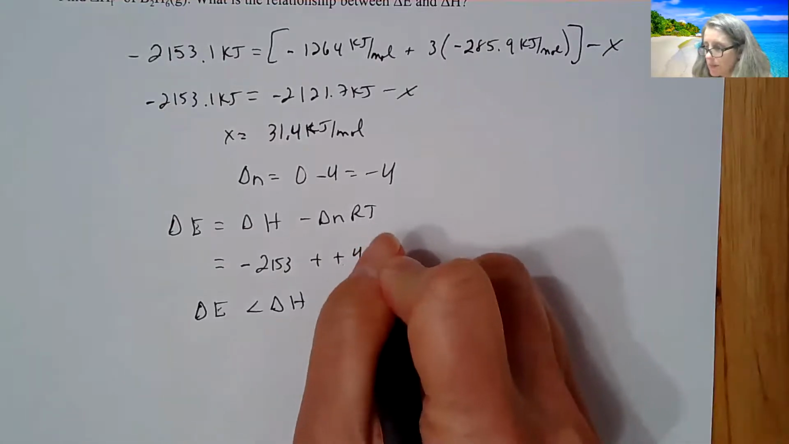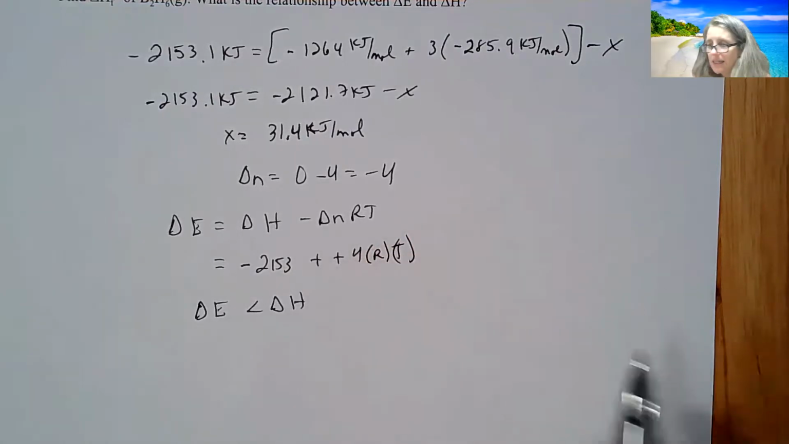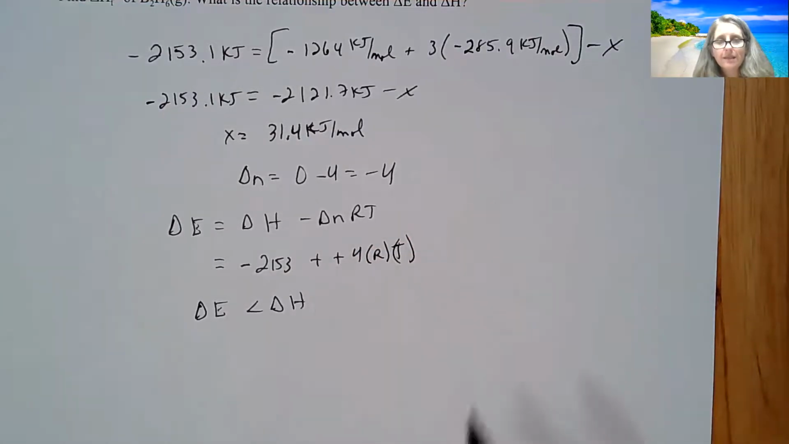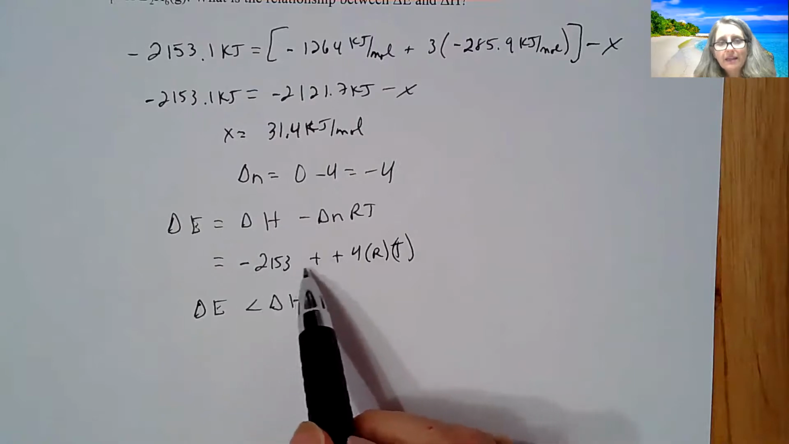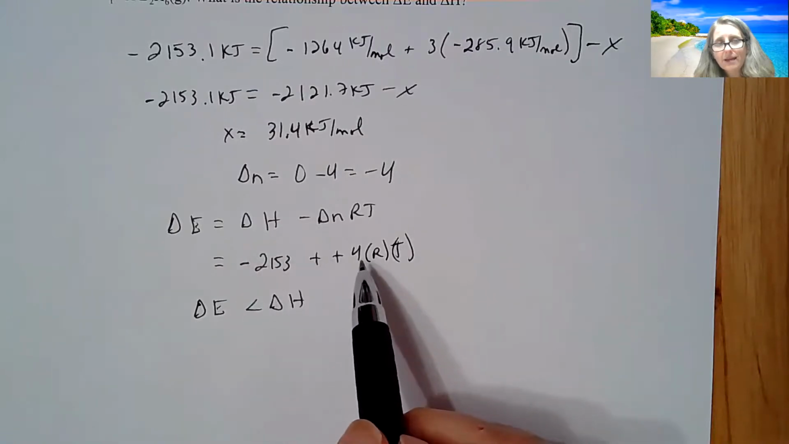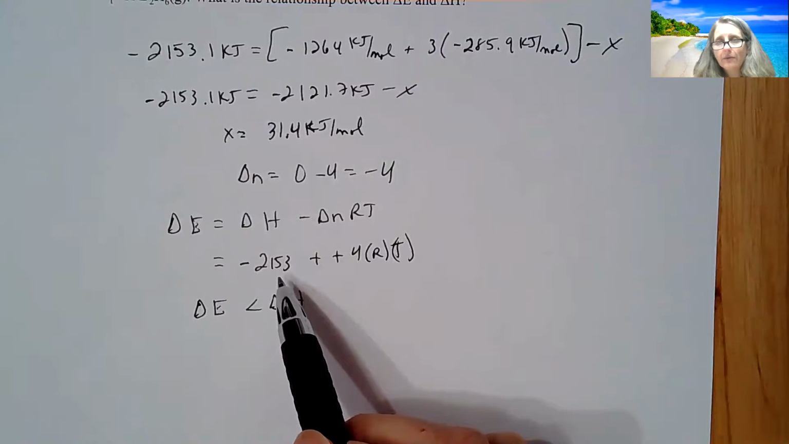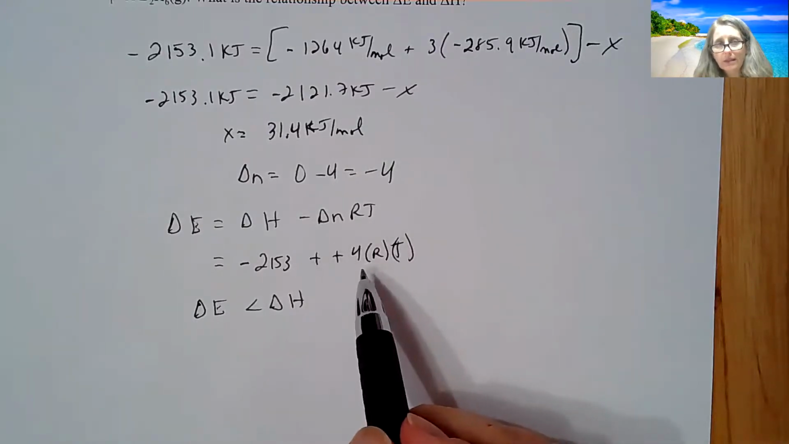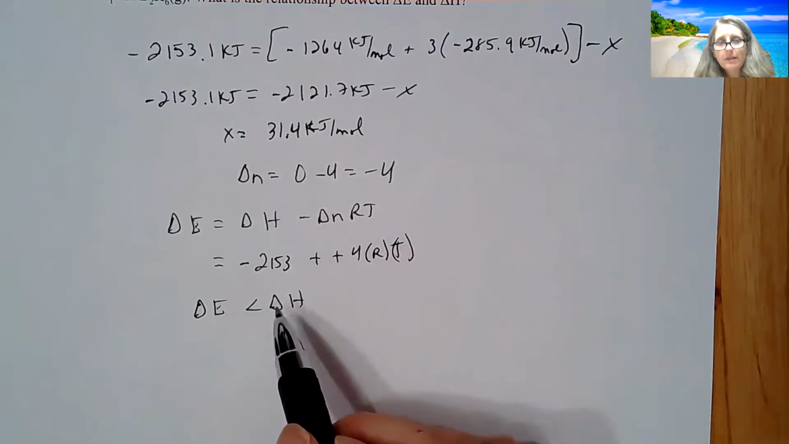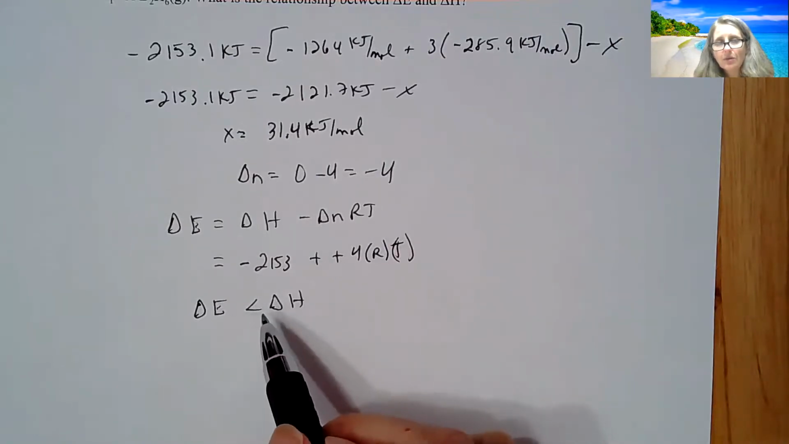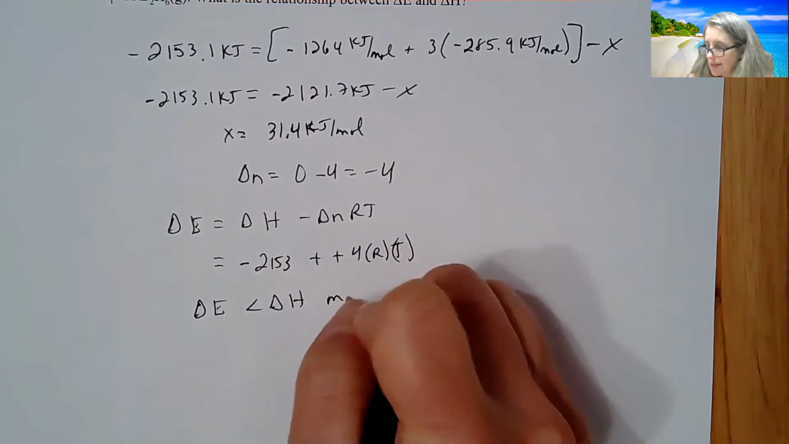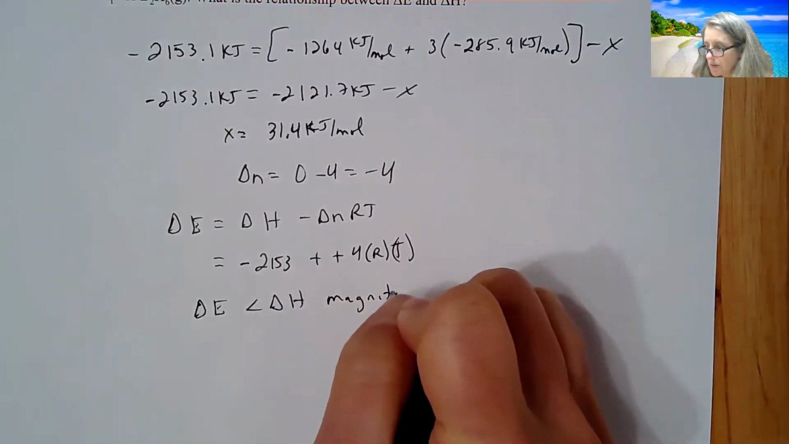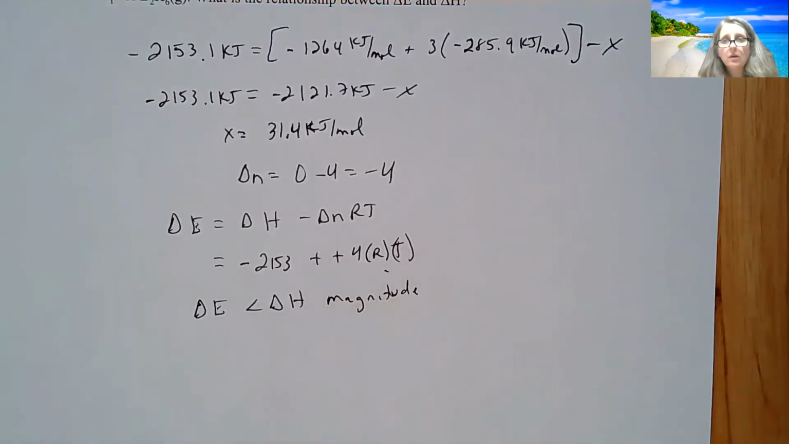So whatever I multiply that by, the R and the T, the temperature and the constant, the negative 2153 magnitude-wise is going to go down, because I'm adding a positive quantity to it. So my relationship between delta E and delta H is delta E is going to be less than delta H magnitude. Okay? And I know some of you are going to struggle with this, so just always think magnitude. If you want to put that next to the problem, that would be helpful as well.